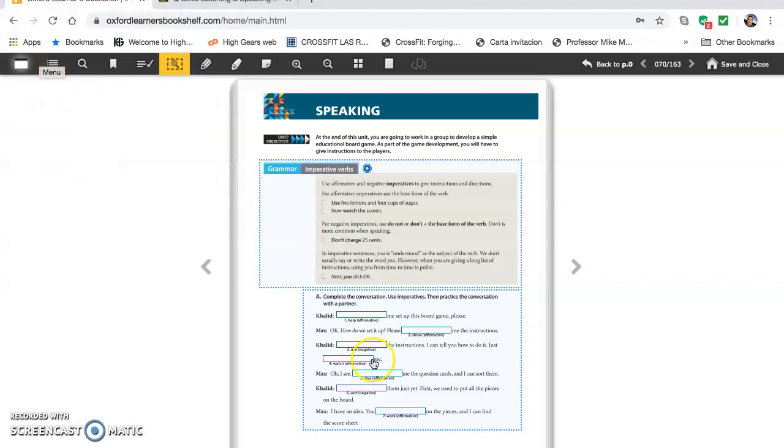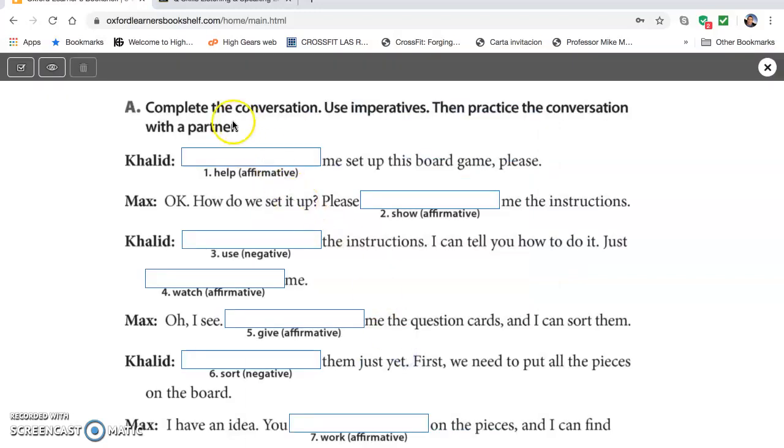This is page 70. This is the exercise I want you to look at, at the bottom. I'd like you to pause the video and try and complete the sentences. These are your instructions. Complete the conversation, use imperatives. Then practice the conversation with a partner. So let's have a look at the first one. Khalid, help me set up this board game, please. The verb we need is help, and it's affirmative. What do you think the answer is? What I'd like you to do is pause the video and complete the conversation.